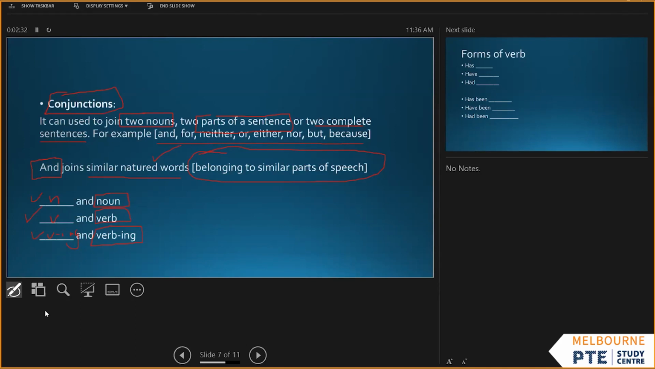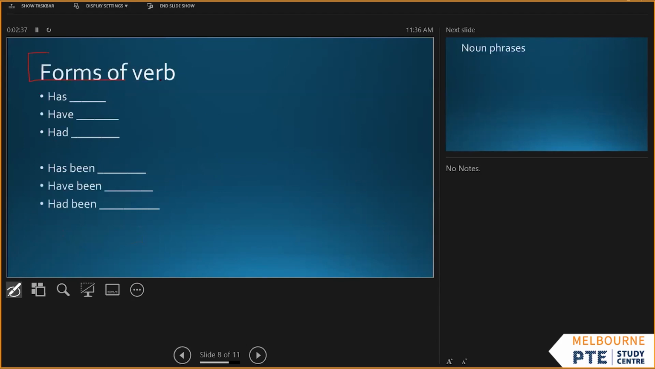Okay. All right, guys. Now, moving on to the next forms of verb. Tell me this: with has, have, or had, which form of verb will I use over here? Good. With has, have, or had, you will always use third form. Remember this, guys. What about has been, have been, or had been? Let's write it, verb in ing form basically. Okay, what else? Either verb in ing or third form, both are correct.